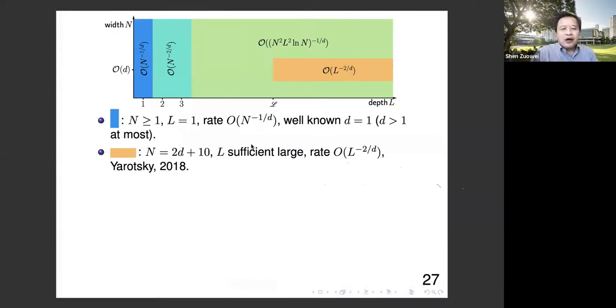Our paper is from late 2018 and early 2019, but Yarotsky had a paper in 2018. What he did, he said, okay, I pick a special n equal to 2d plus 10. That's a magic number, where d is the function domain dimension. Then his was an asymptotic analysis. He said that when your L is sufficiently large, as long as you have it, you get the rate.